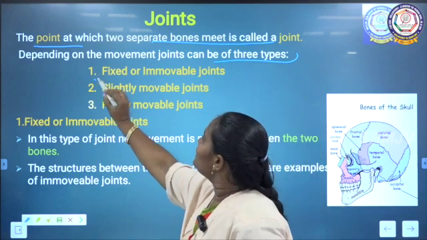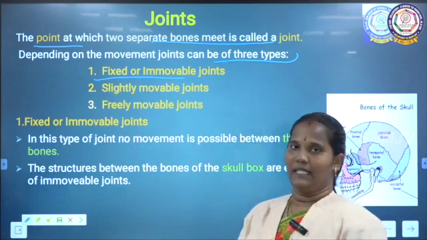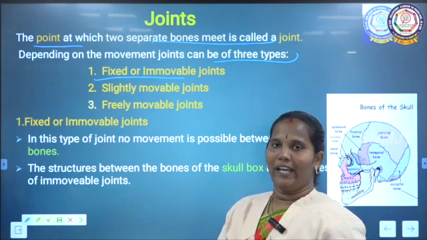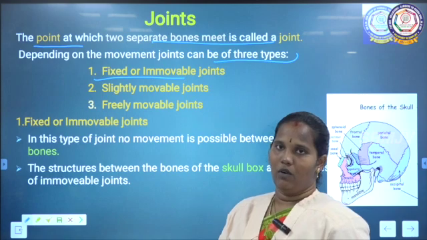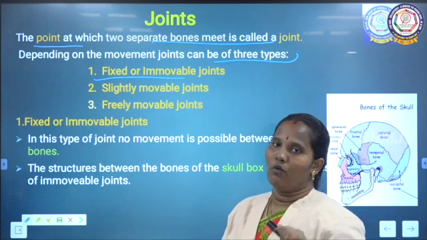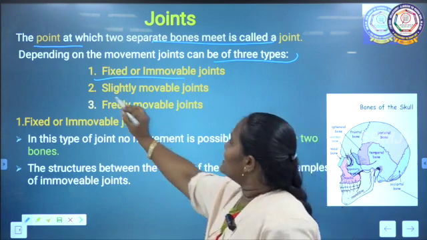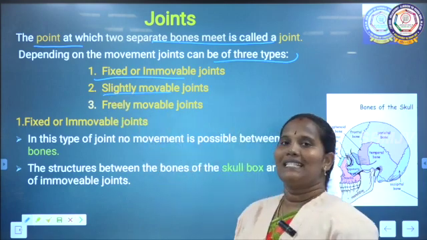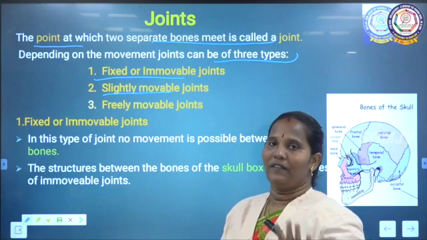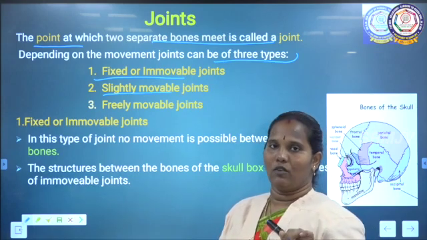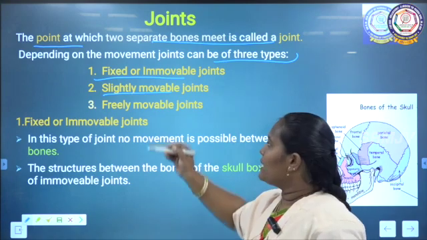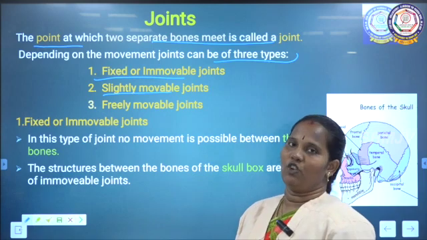First one is the fixed or immovable joints. Fixed means the movement is not there. They are joints, but the movement is not there. So this type of joint is a fixed or immovable joint. Second one is the slightly movable joint. Slightly movable means the movement is there, but it is not free. The full movement is not there. Only partial movement can occur in that place. So this type is called a slightly movable joint.